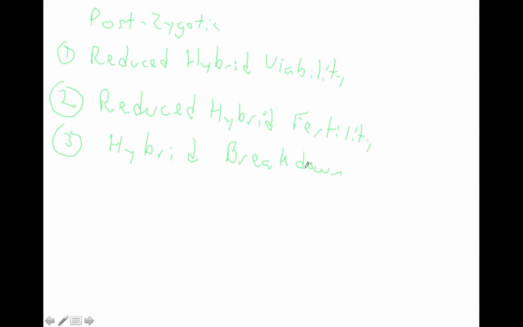All three of these mechanisms allow the fertilization of the egg by the sperm to form the zygote. And then something happens that either prevents that zygote from developing, or allows the zygote to develop, and then there's something wrong with that hybrid. Remember, a hybrid is just when two species breed and produce a progeny. Let's briefly talk about reduced hybrid viability.